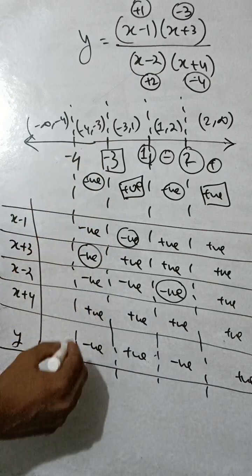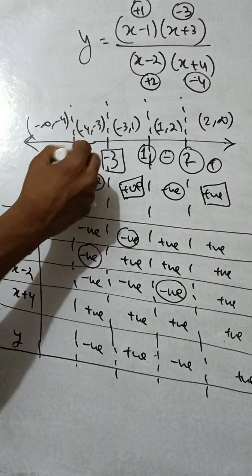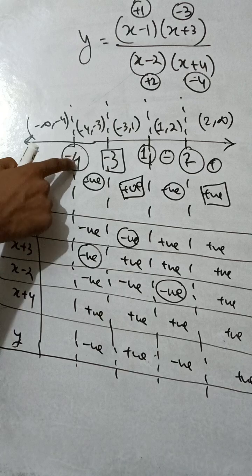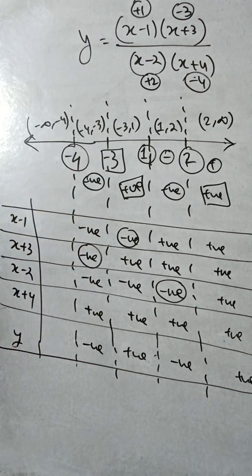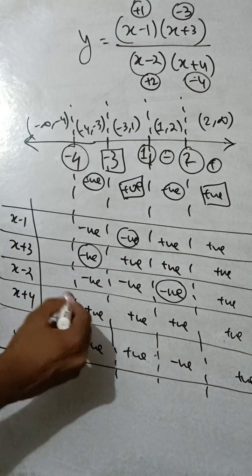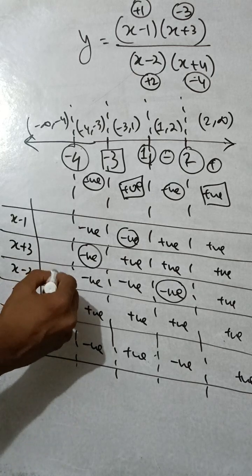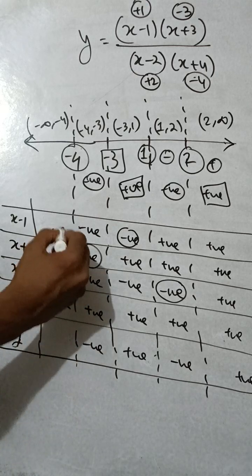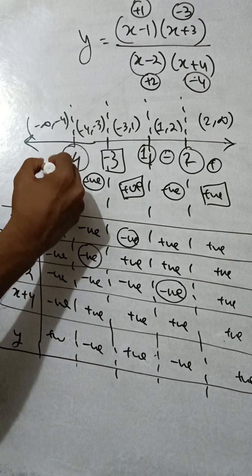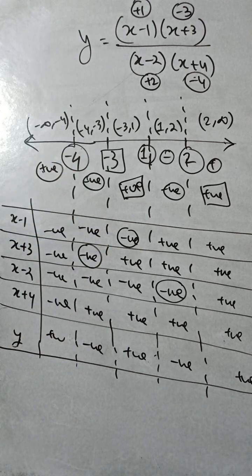And in this last stage we will cross the -4 critical point, so this will become negative again, and everyone else remains negative, so this one will be positive. I hope these things are clear.